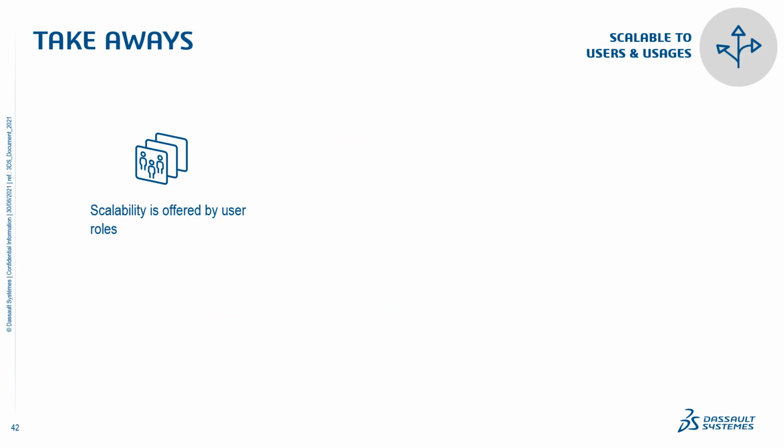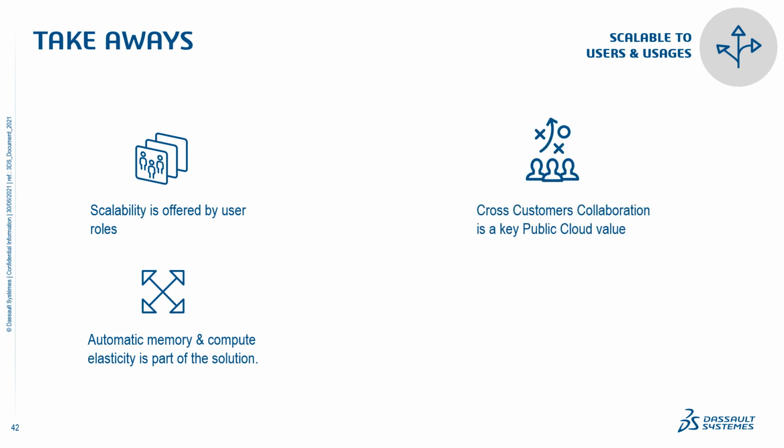Here are the takeaways from scalable to users and usages. Scalability is offered by user roles. Automatic memory and compute elasticity is part of the solution, so it's scaled automatically. The cross-customer collaboration is a key public cloud value, and shareable licenses are not available on the cloud.